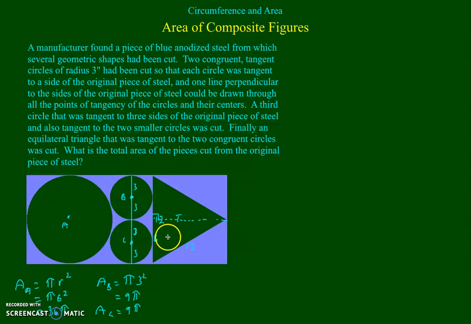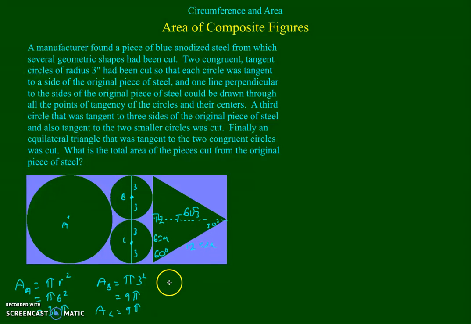So we can use the Pythagorean theorem, or we could use our 30-60-90 relationships. If this is a 60-degree angle because it's equilateral, we know that this is 60 degrees, so therefore this is 30 degrees, and therefore this is A, this is 2A, so this is A square roots of 3, so this is 6 square roots of 3.